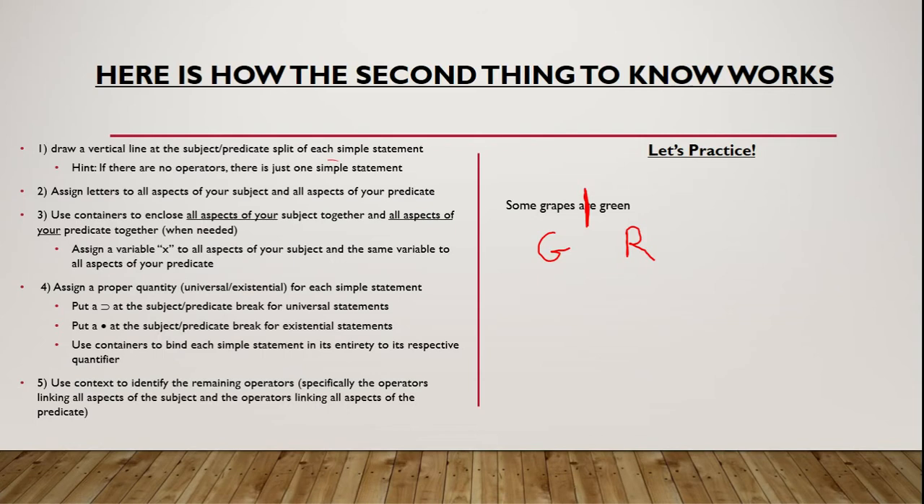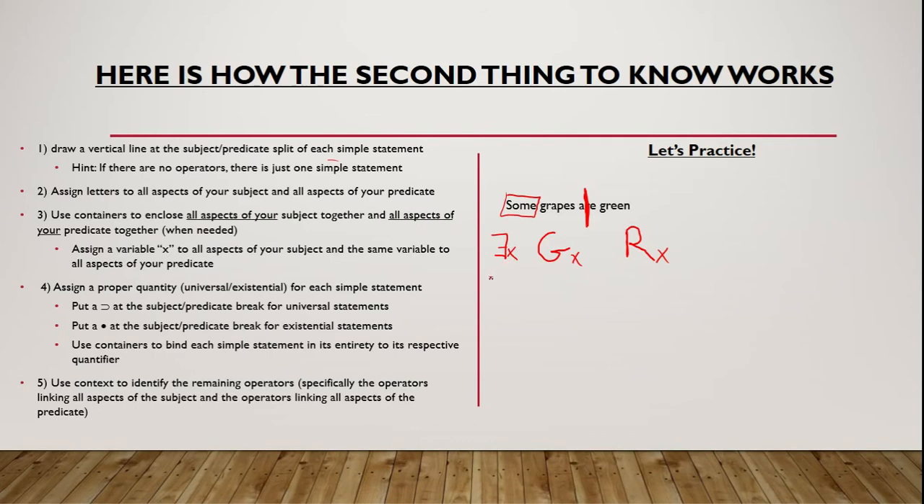We're going to use containers to enclose all aspects of your subject together and all aspects of your predicate together when needed. We just have one aspect of a subject, one aspect of a predicate, so we don't need any containers. We're going to assign a variable x to all aspects of your subject and the same variable to all aspects of your predicate. So we're going to assign an x to the G and an x to the R. Then we're going to assign a proper quantity, universal or existential, for each simple statement. In this case, we only have one simple statement. We're dealing with a some statement, which is particular, so we're going to use an EX.